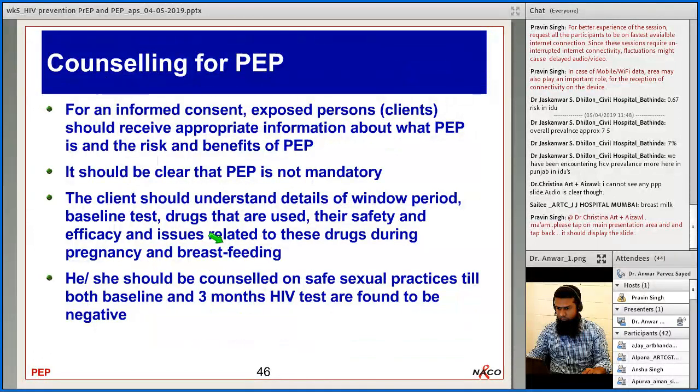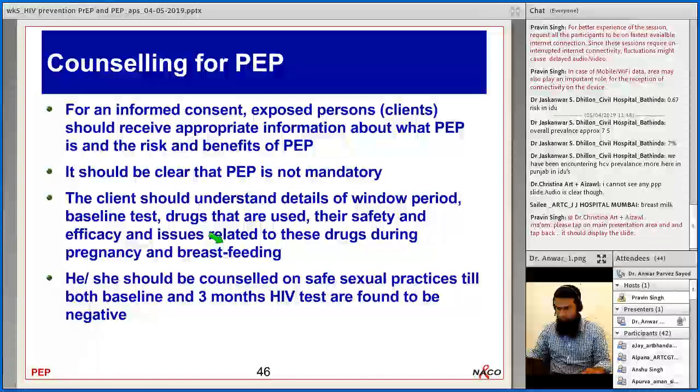The risk assessment will be based upon the type of exposure and HIV prevalence in the area. So it all depends on the HIV prevalence in the area. If prevalence is high, then PEP is given. If prevalence is low, then PEP is not given. So there is a flow chart we'll quickly come back to.